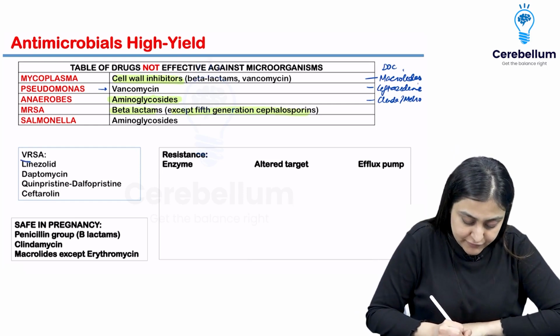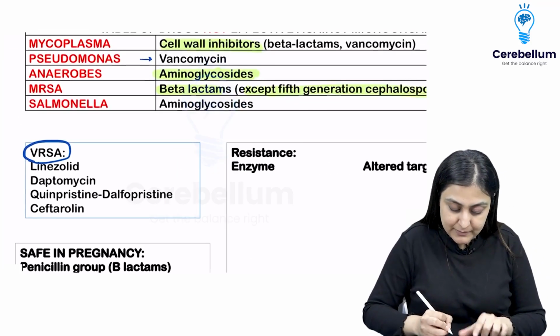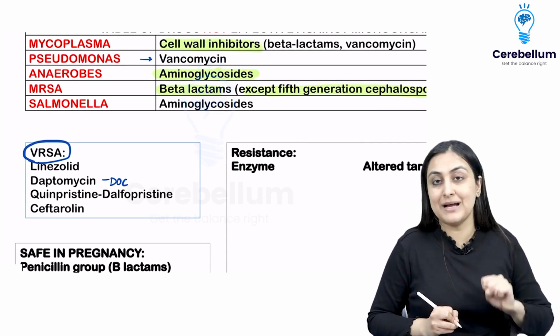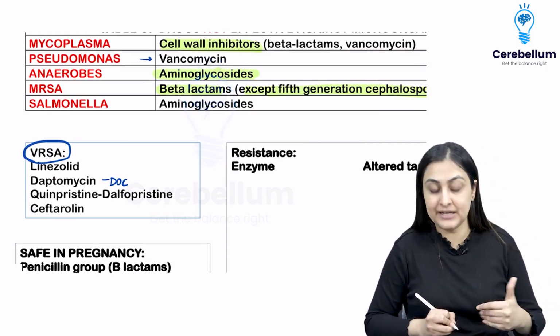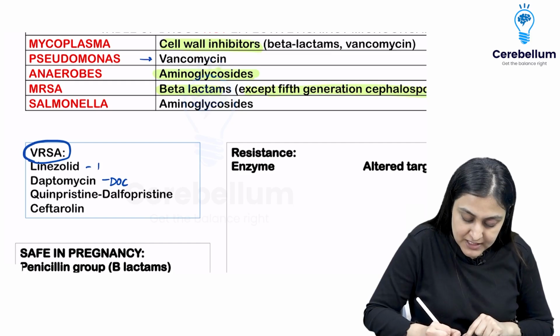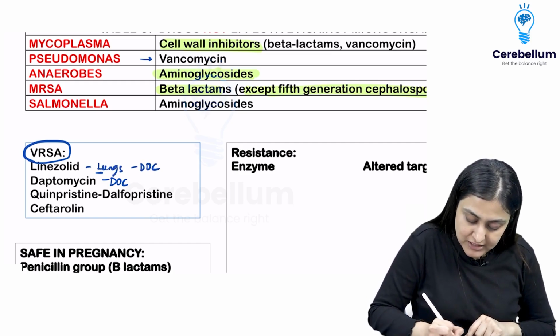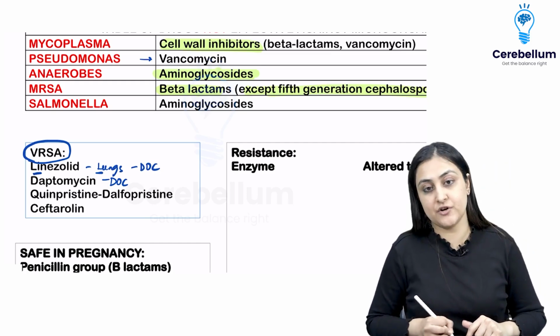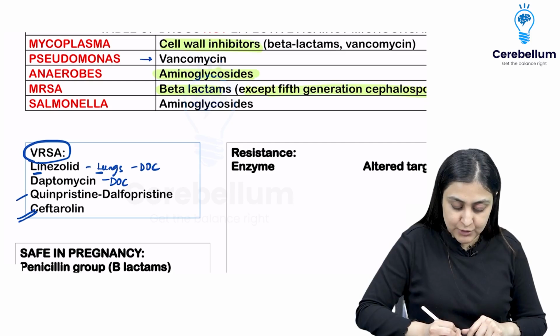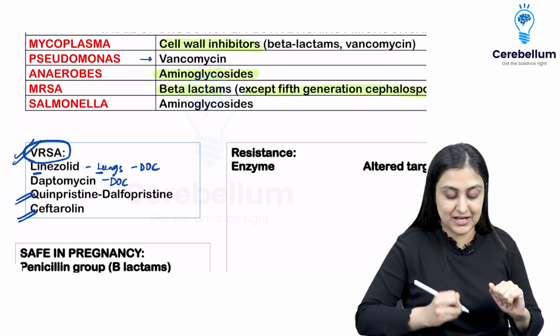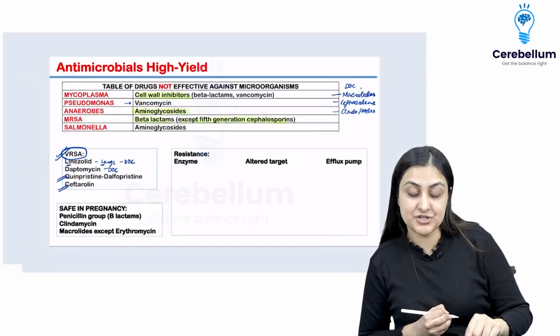Let's just talk about VRSA right here. For VRSA, remember, daptomycin is the drug of choice, but because daptomycin is degraded by the surfactant, it cannot act in the lungs. So VRSA pneumonia, VRSA in the lungs, L for lungs, L for linezolid becomes the drug of choice. Apart from that, ceftaroline and quinupristin, dalfopristin are also effective. So these are drugs which are effective against VRSA.